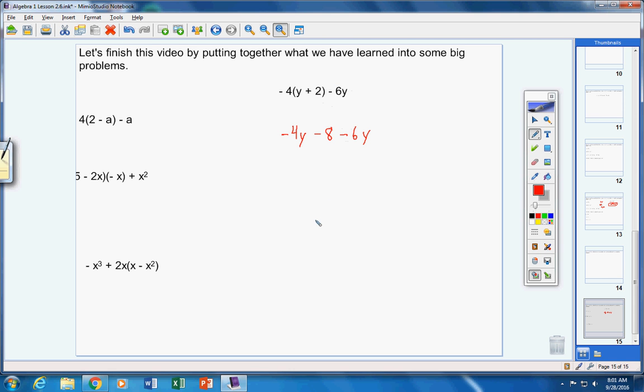Now we're looking for like terms. I have a y term and a y term, negative 4, negative 6. You owe me $4. You owe me 6 more, so now you owe me 10. Bring down your negative 8, and we're finished. If you wanted to, you could write the negative 8 first and the negative 10y second. That does not matter for now. There we go. Okay, 1 more and we're finished.